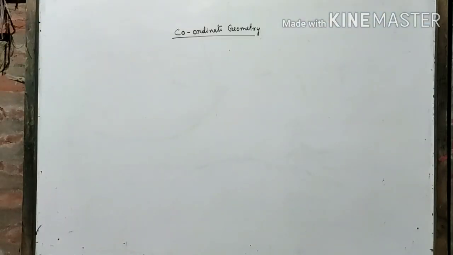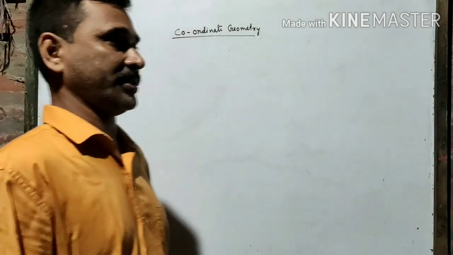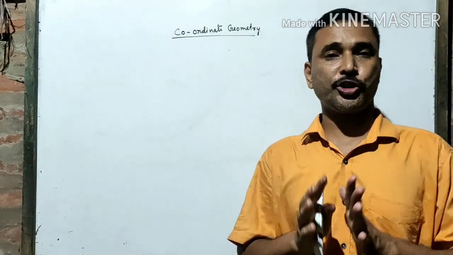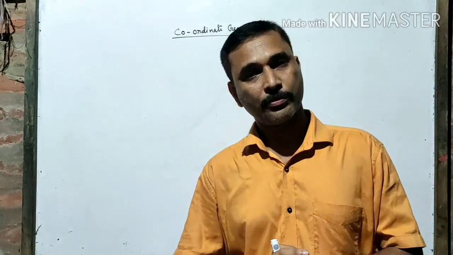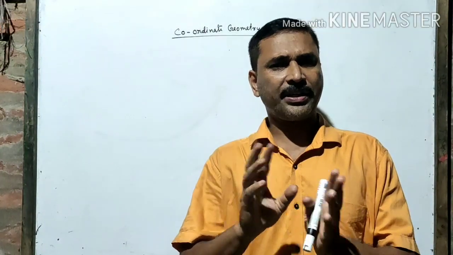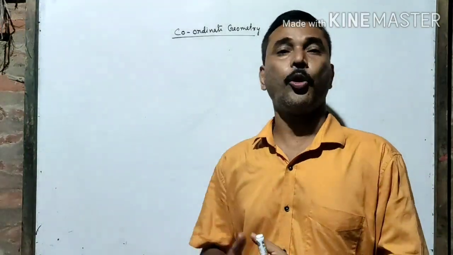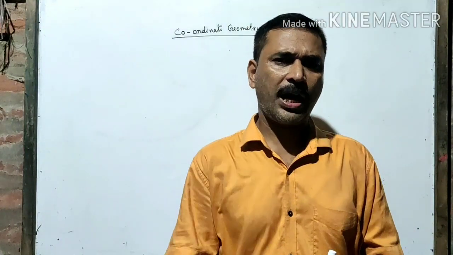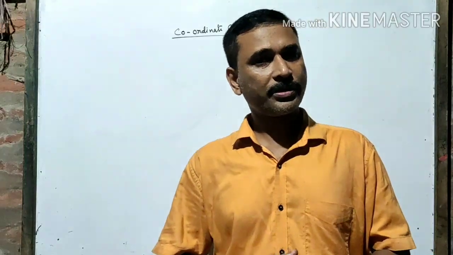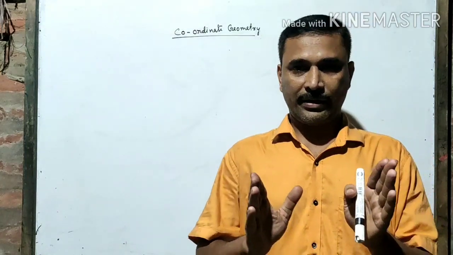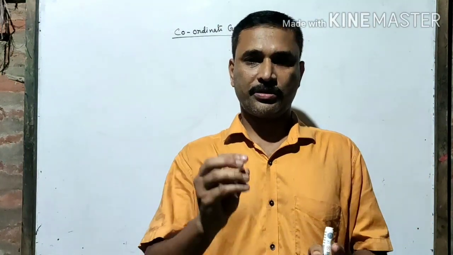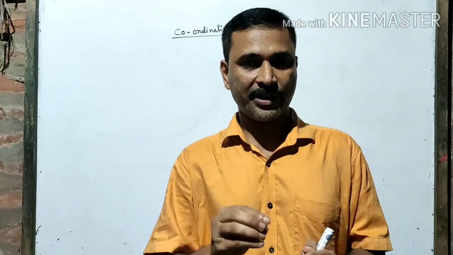Coordinate geometry. So what is coordinate geometry? Coordinate geometry is the mathematics of position. To study something related to position, we use coordinate geometry. All of you have learned some or more about coordinate geometry in your class 10. In your general math syllabus, you have got some idea about coordinate geometry. In your advanced syllabus, you have learned a lot about it.